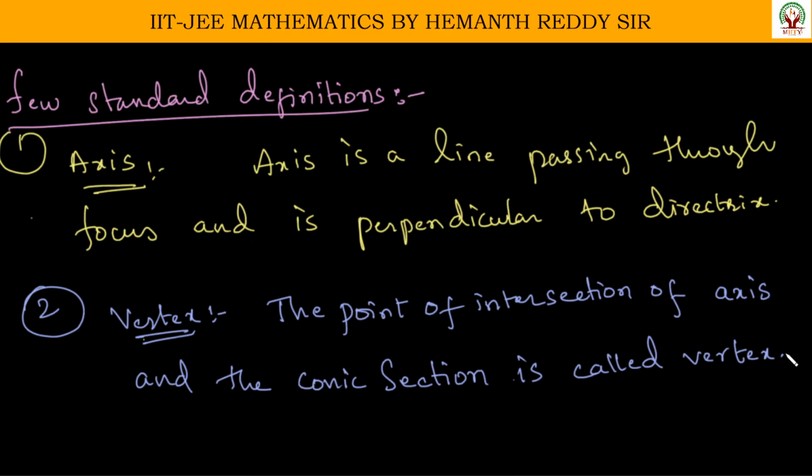Axis is a line passing through the focus and perpendicular to the directrix. Simply, if this is the directrix and this is the focus, the axis will be perpendicular to it, passing through the focus, and this is the axis of that parabola, or ellipse, or hyperbola. Names may vary. So vertex, the point of intersection of the axis and the conic section, is called the vertex.